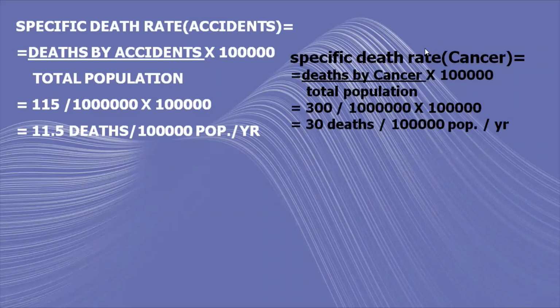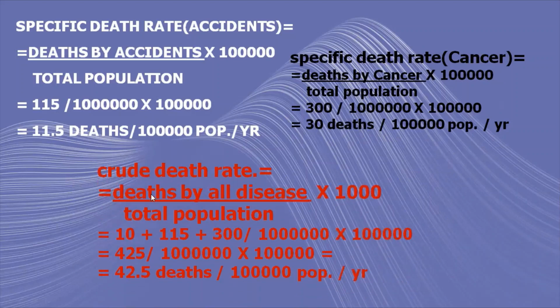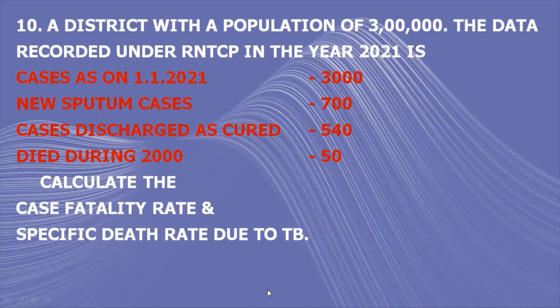Then specific death rate for cancer also. Likewise, we have to calculate, put up the values deaths by cancer by total population. So 30 deaths by cancer per lakh population per year. And last is a crude death rate, means you have to take the deaths by all diseases by total population. So it will come to 42.5 deaths per lakh population per year. So like this, you have to calculate specific death rate for particular disease.